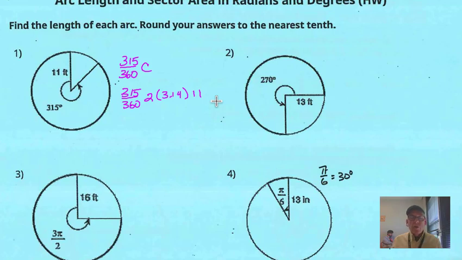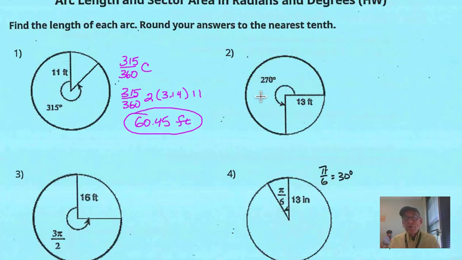So we get 60.45 rounded to 2 decimal places. And our units are feet, and we're dealing with length of arc, so feet are our units. So that's the arc length.